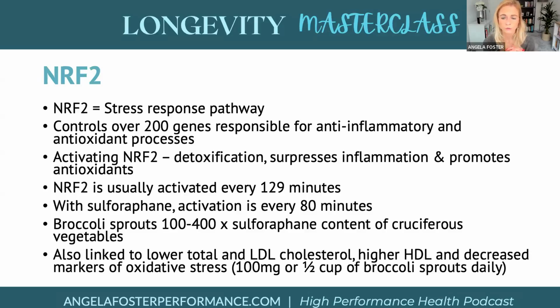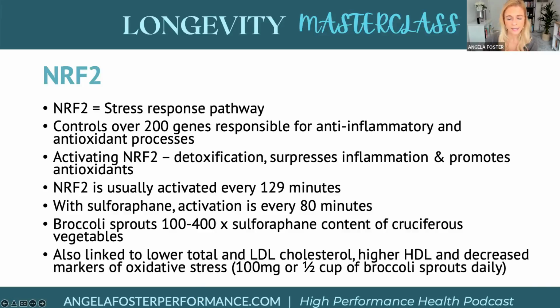There's another pathway called NRF2. This controls over 200 genes that are responsible for anti-inflammatory and antioxidant processes. You want to encourage the activation. It gets activated less as we get older. You can see here that if you're having sulforaphane, it's going to activate it more quickly. And broccoli sprouts, interestingly, have way more sulforaphane than just eating cruciferous vegetables.